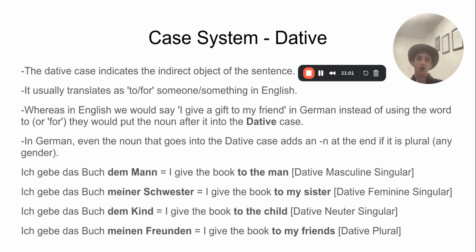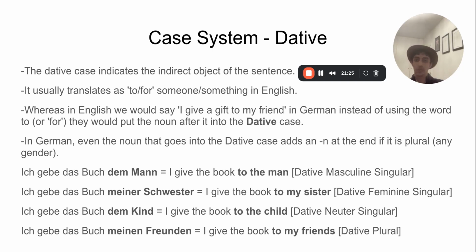So when you want to say of somebody or something, you would normally use the genitive case in German. And if you want to say to or for somebody or something, you generally use the dative case in German. In English, we would say to, and then the person or the thing you're talking about. But in German, they would simply put whatever comes after in the dative case.